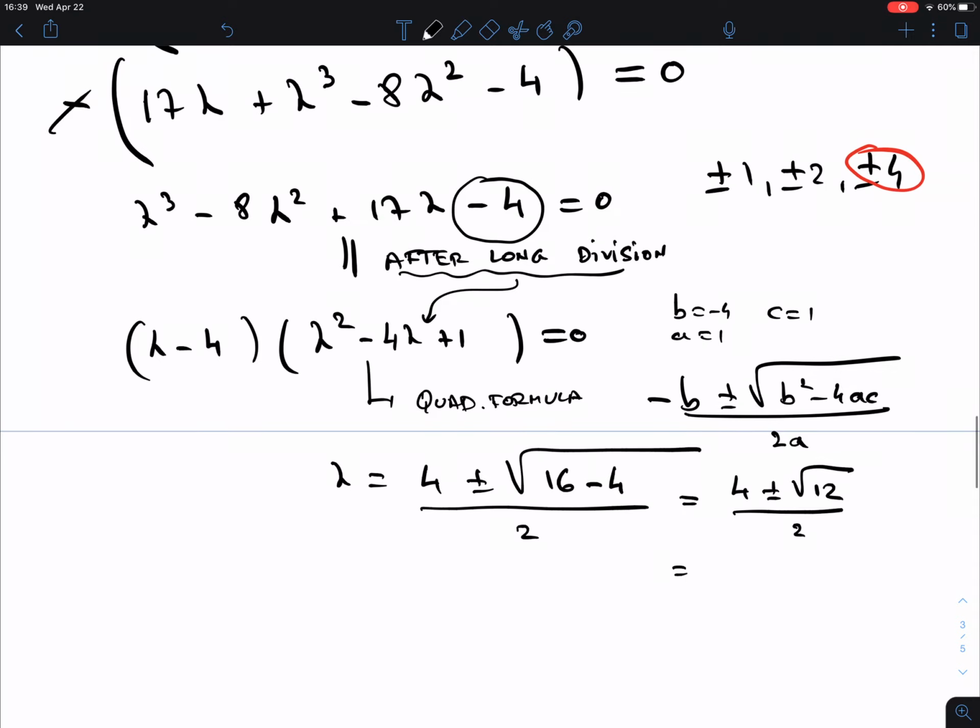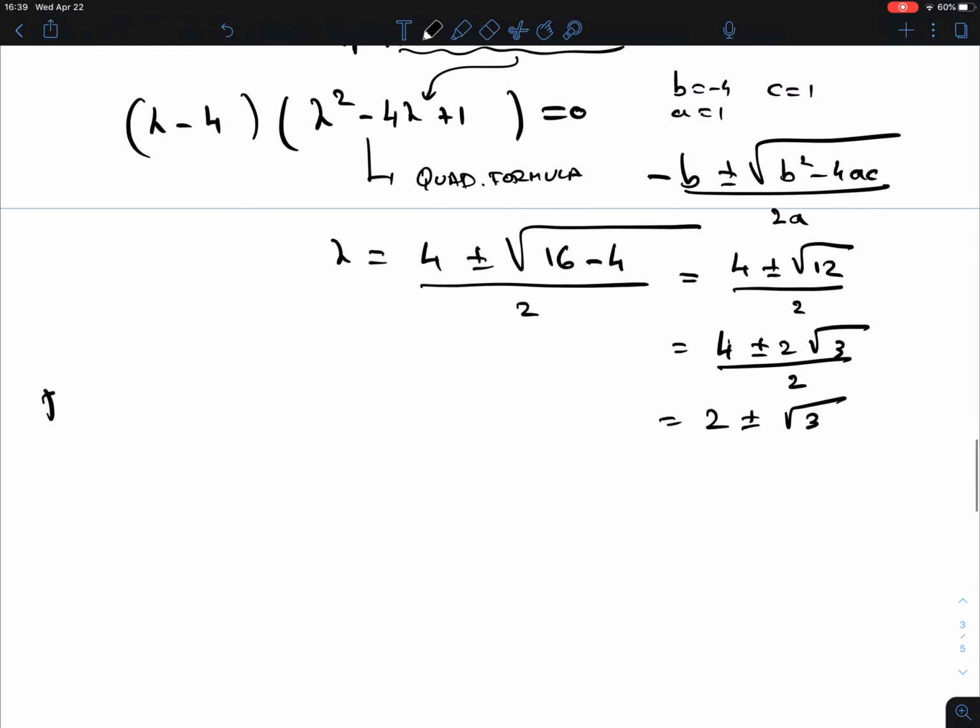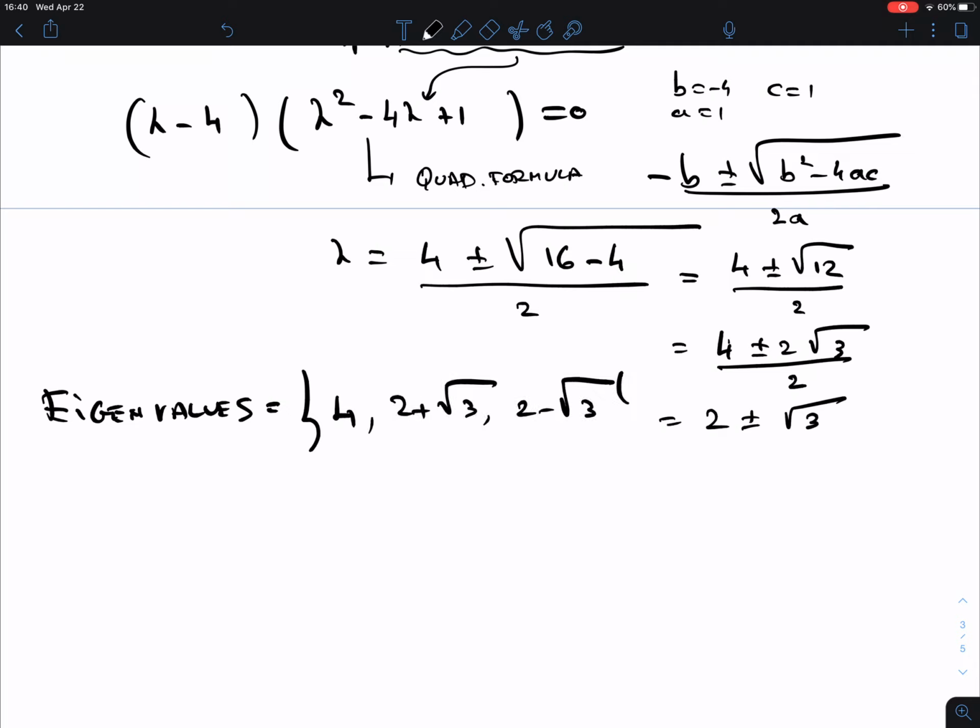Square root of 12, I can factor out a 4. It's 4 times 3, right? 12. So I get 4 plus or minus 2 times radical 3 divided by 2. So it's 2 plus or minus radical 3. There are the solutions. So the answer is the eigenvalues of this matrix are 4, 2 plus radical 3, and 2 minus radical 3.